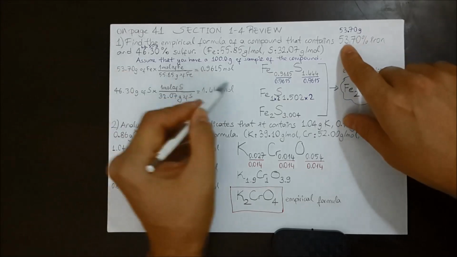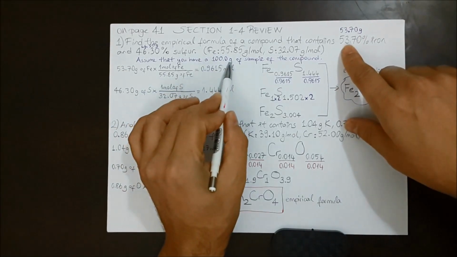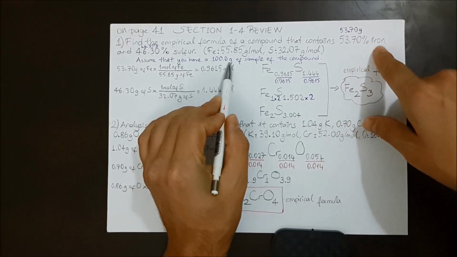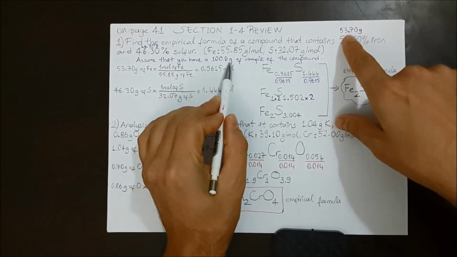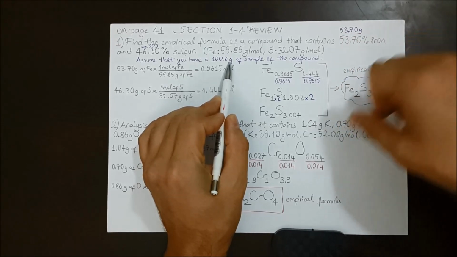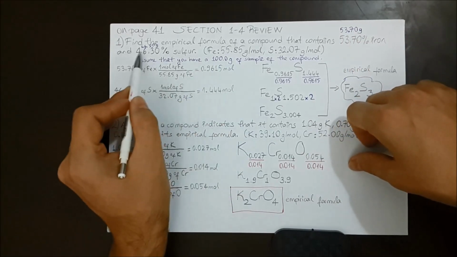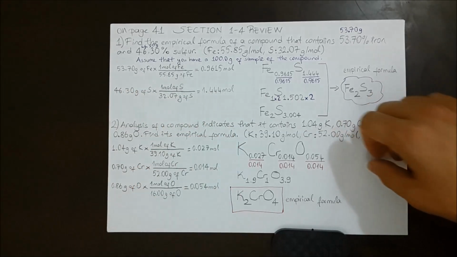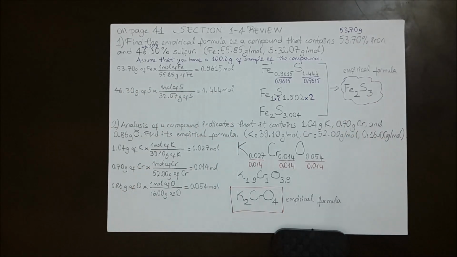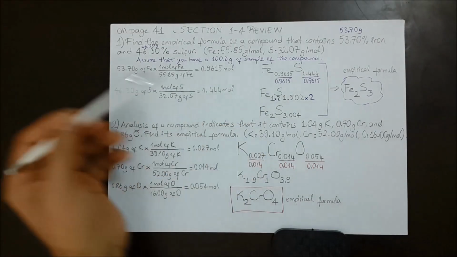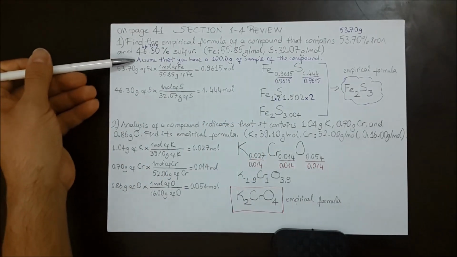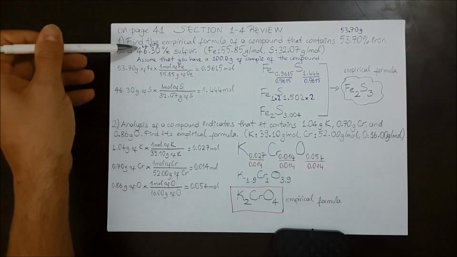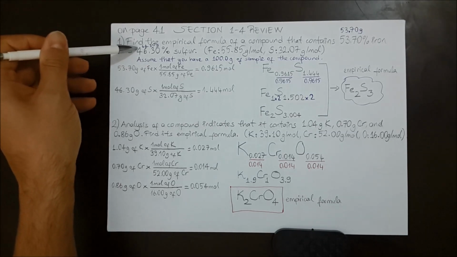If we have 100 grams of sample of a compound, 53.70% of this compound is iron. This means we have 53.70 grams of iron in 100 grams of compound, and 46.30 grams of sulfur in 100 grams of sample of compound. Okay, this is the first step: we assume that we have a 100 gram sample of compound, then we change percentage composition into mass composition.